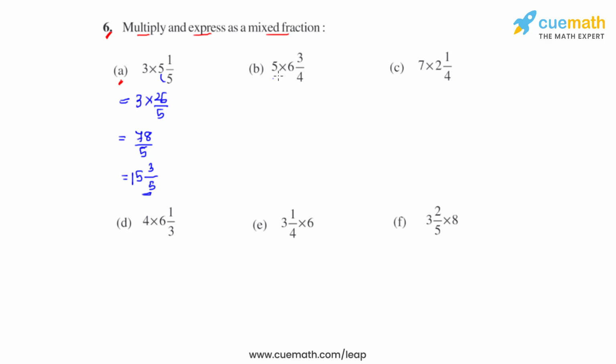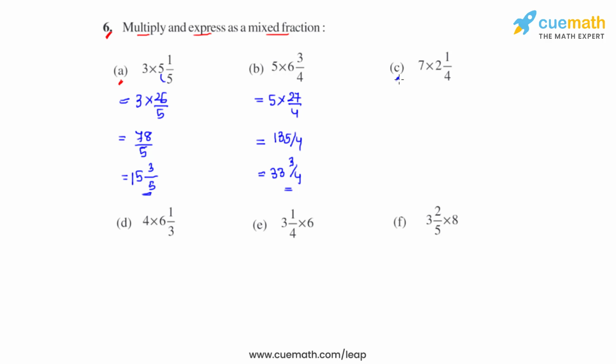Now coming to part B, we have 5 times 6 3/4. So that will be written as 5 times, converting 6 3/4 into an improper fraction. 4 6s are 24. 24 plus 3 is 27. So 27 over 4. Now multiplying these two gives us the product as 135 over 4. So when we divide 135 by 4, we get the quotient as 33 and the remainder as 3. So the mixed fraction will be 33 3/4.